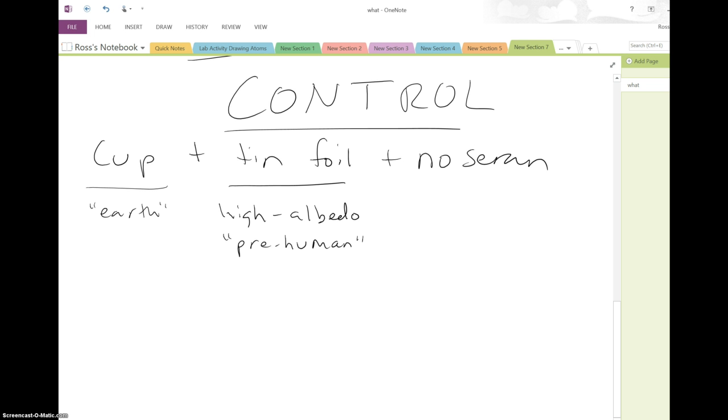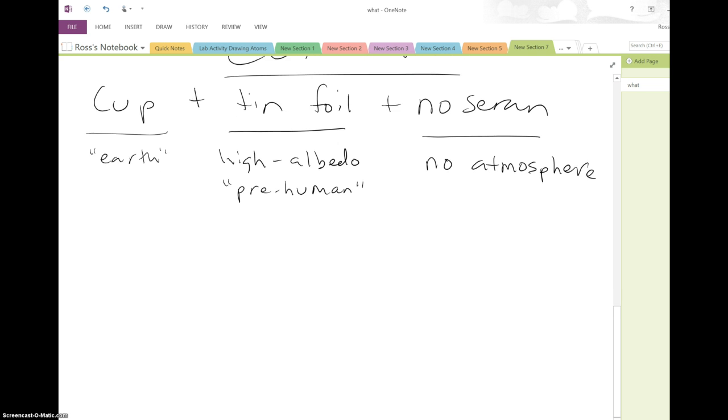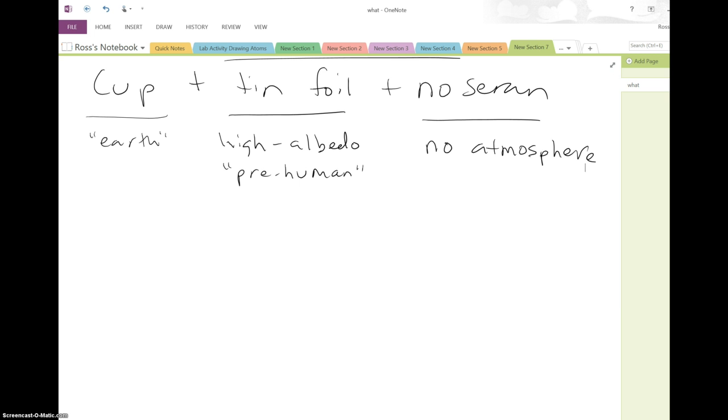And then there's no saran wrap, which means there is no atmosphere. Now that's interesting because the Earth does have an atmosphere. So why would we call this our control group? What are we really trying to test then if we're trying to test an environment that does not have an atmosphere? Well, what that's saying is we want to see what the effect of putting the atmosphere on and around Earth is.